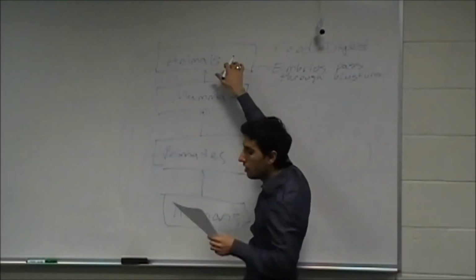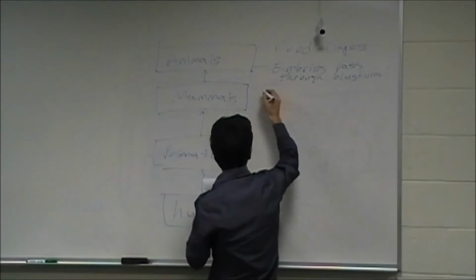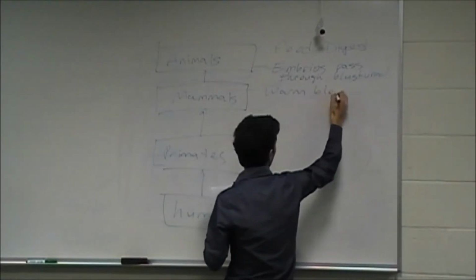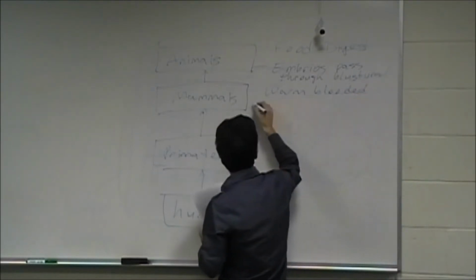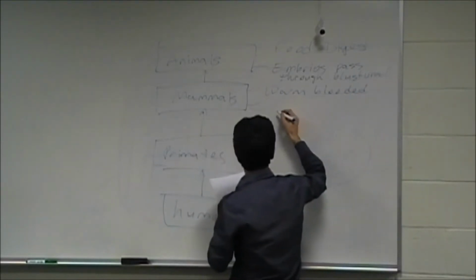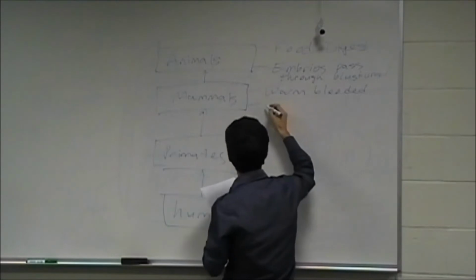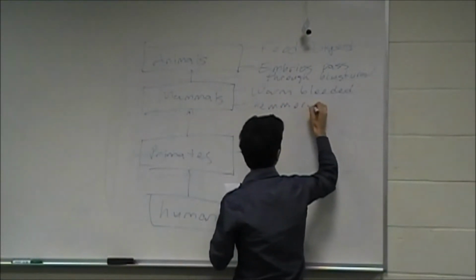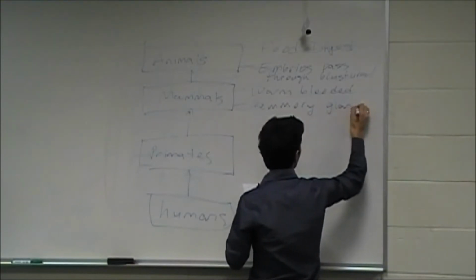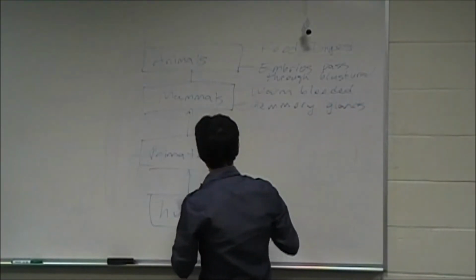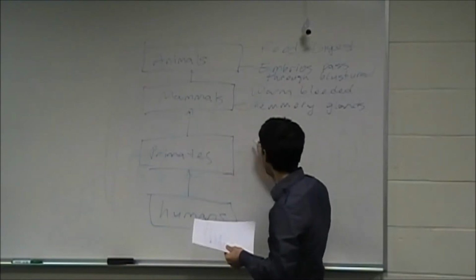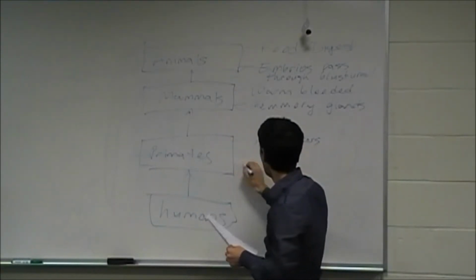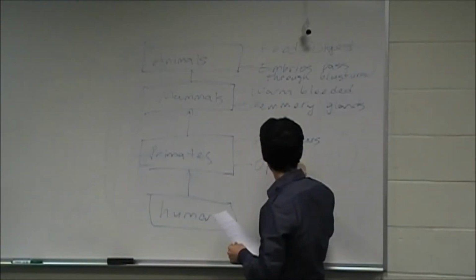belong to animals. Now we have some mammals, and we know that mammals are warm-blooded. So they are warm-blooded, and they have mammary glands, right? And that's why they have the name of mammal. They have mammary glands. And primates here, they have 5 fingers, and they have opposable thumbs.